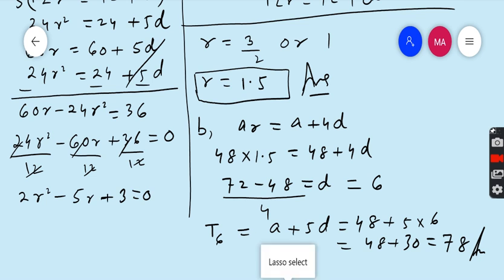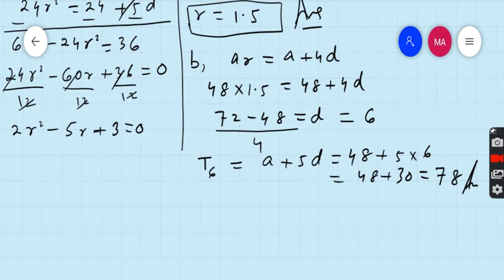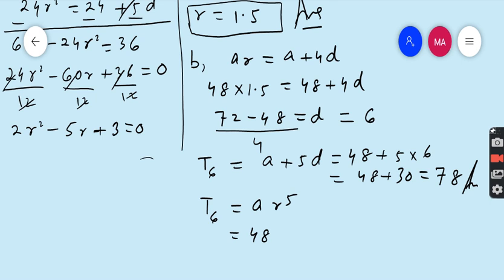And now we have to find the term number 6 of the geometric progression. So for geometric progression, T6 is equal to AR^5. A is 48, R is 1.5 to the power 5. By using a scientific calculator, you will get the answer 364.5. So I hope you completely understand this question. Very easy but a little bit long.